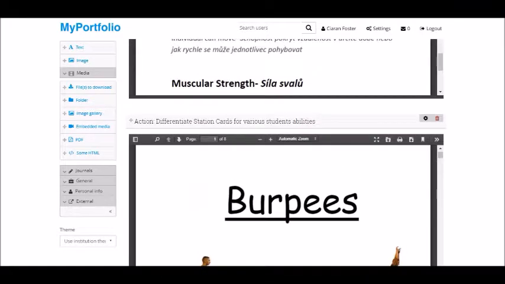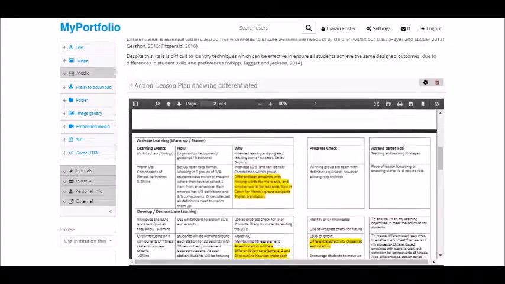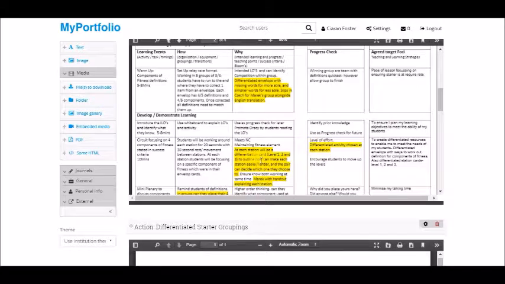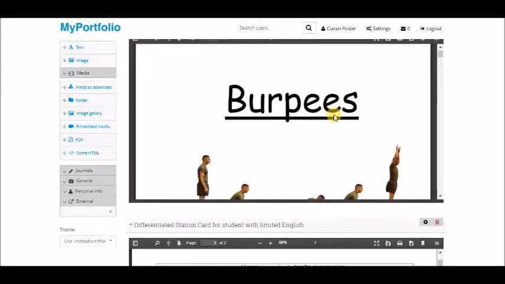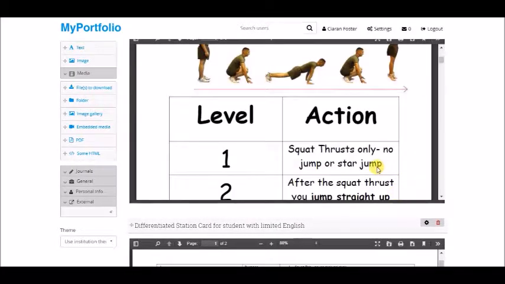I'll move on. So just looking on afterwards, they were working through a circuit, looking at the 4 components of fitness and how they can look to develop those. At each station, there was a station card.